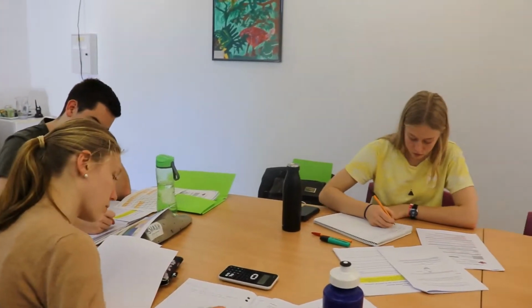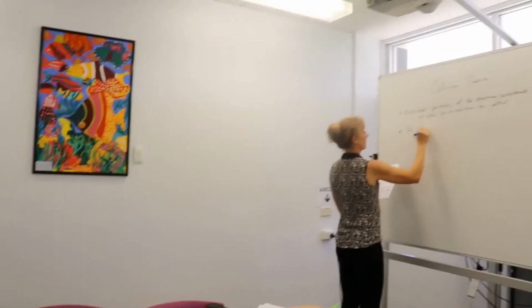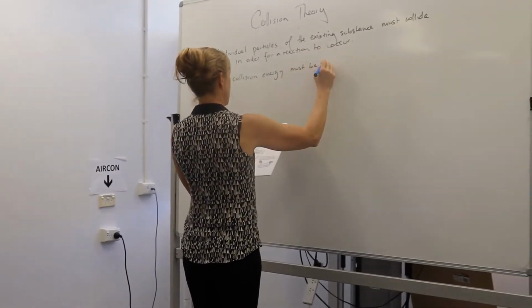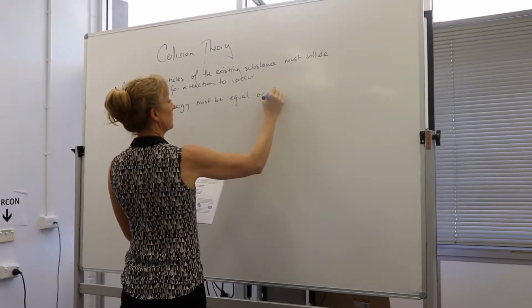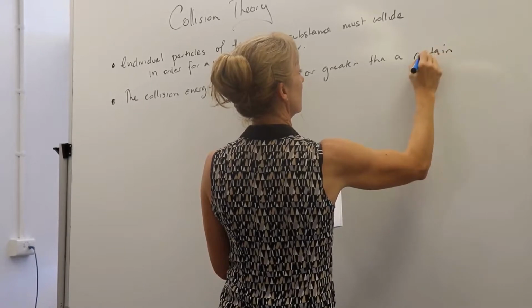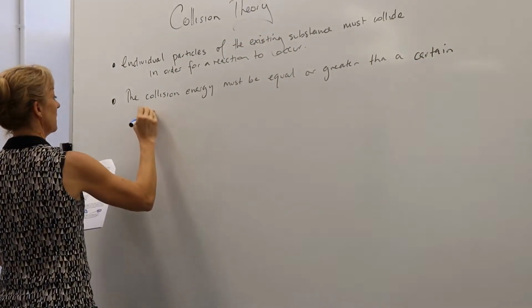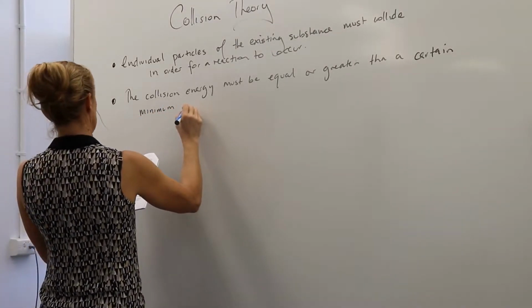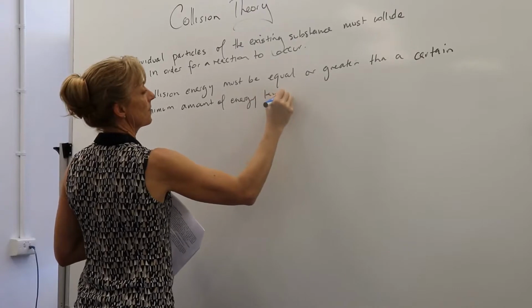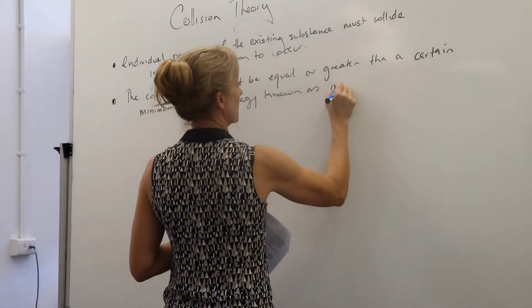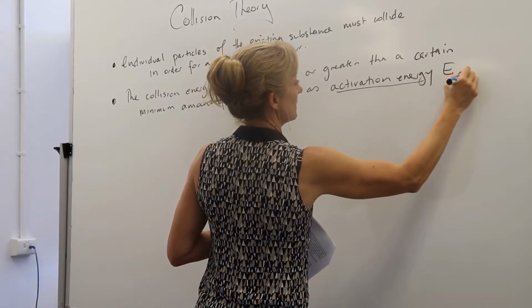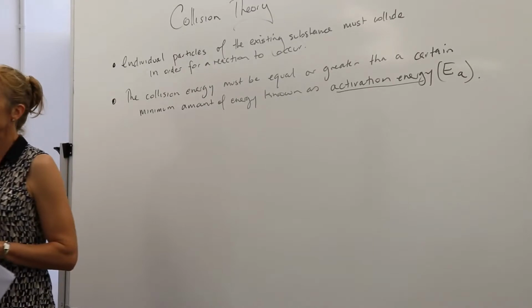The second point, the collision energy must be equal or greater than a certain minimum amount of energy known as activation energy. EA is the symbol.